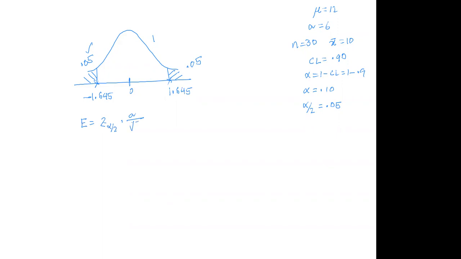So my Z sub alpha over 2 is 1.96 times sigma is 6 divided by the square root of the sample size, which is 30. So that's going to give you 1.96 times 6 divided by square root of 30. That is 2.15. Wait, isn't it 1.645, not 1.96?